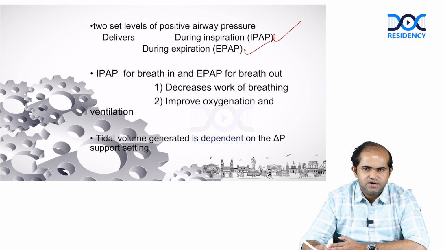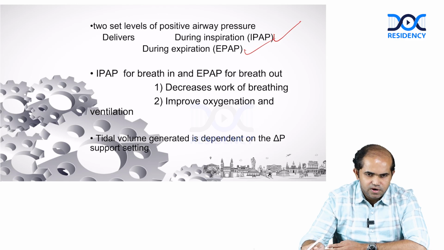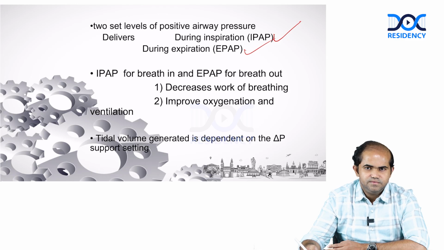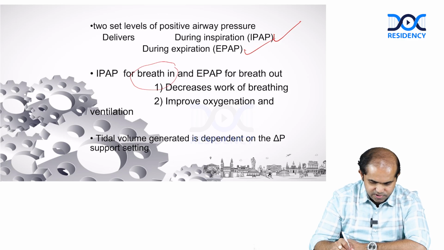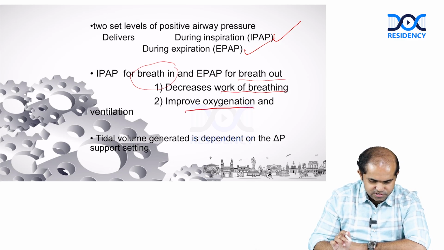EPAP is nothing but positive end expiratory pressure. IPAP is for PIP, EPAP is for PEEP, basically to maintain opening of the collapsed alveoli. In that way, your saturations are going to be better. So EPAP is for oxygenation, IPAP is for generating good tidal volume and CO2 removal. IPAP is for breathing in, EPAP is for breathing out. So it will decrease the work of breathing, and improve your oxygenation and ventilation.